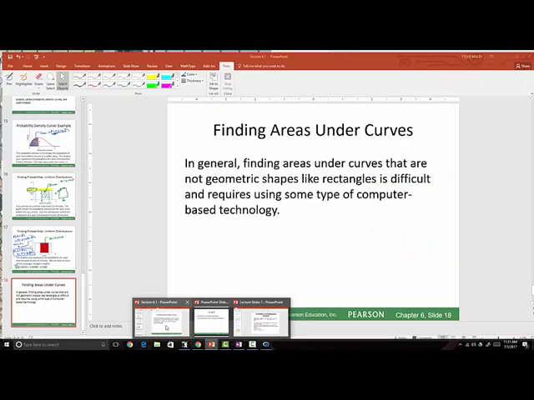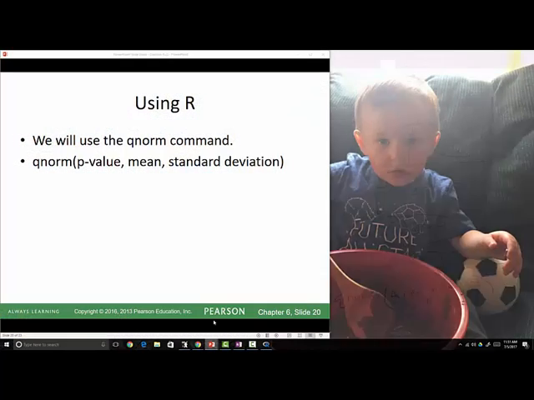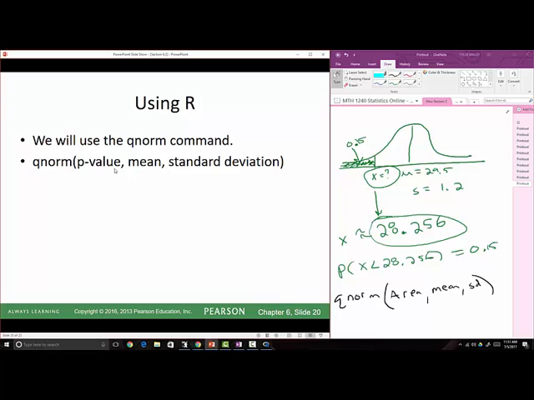So if I go back to the PowerPoint, here's what I told you: the p-value, which is also the area, enter that, the mean, and the standard deviation.